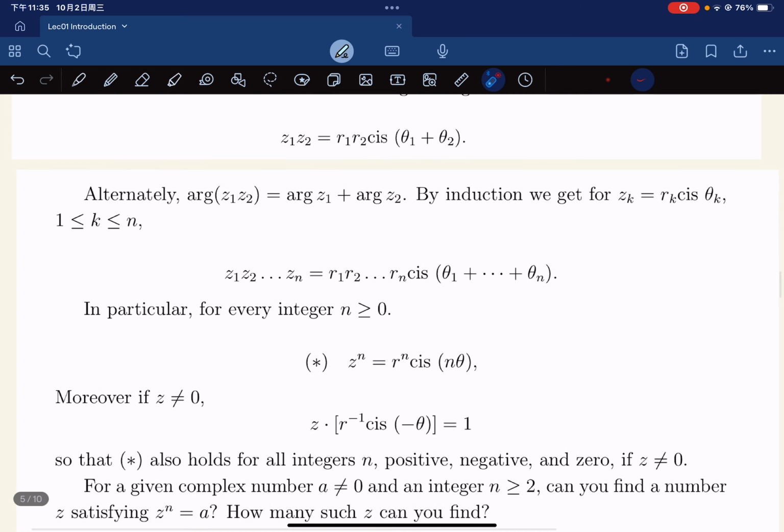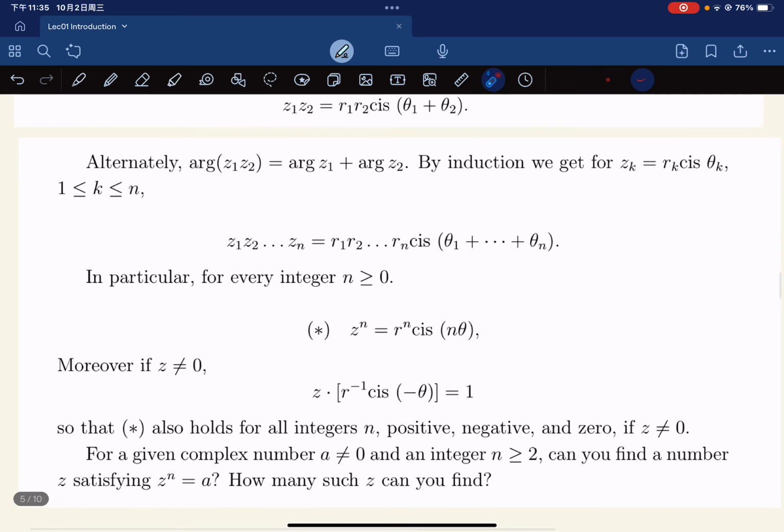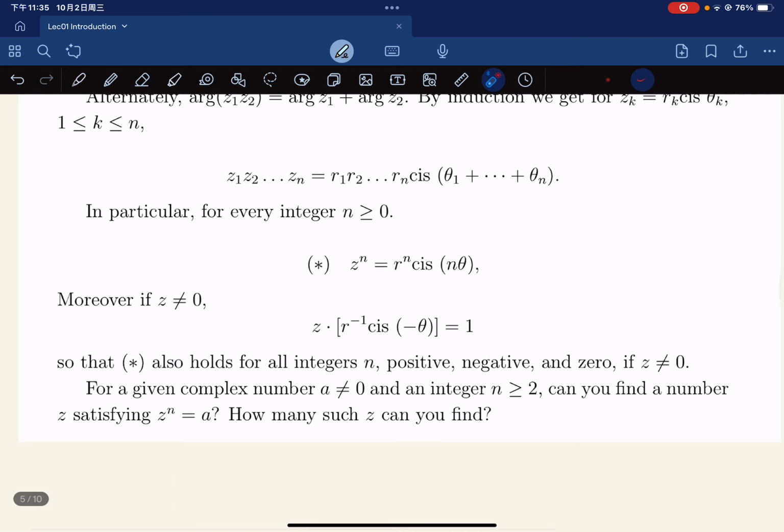And by induction, we multiply these, which is the product of all the magnitudes and the sum of all the angles, right? So in particular, if they're all the same, z^n equals r^n cis n theta, right? And also, this is also true if z is non-zero, so that this holds for all integers, positive, negative, and 0, if z is non-zero.